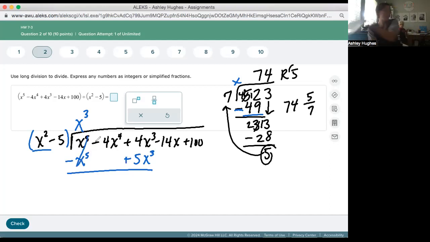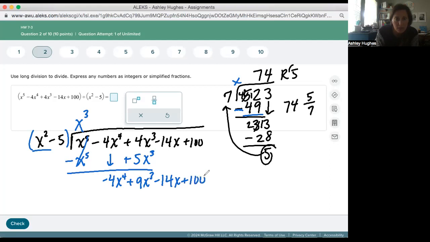So now I can bring this down. So I have negative 4x to the 4th. And then I have plus 9x cubed. I have minus 14x plus 100. Now I'm going to go to the next term. So that's this x to the 4th. And you're going to ask yourself, x squared times what gives you this negative 4x to the 4th? That would be negative 4x squared, because the 2 and the 2 make the 4.